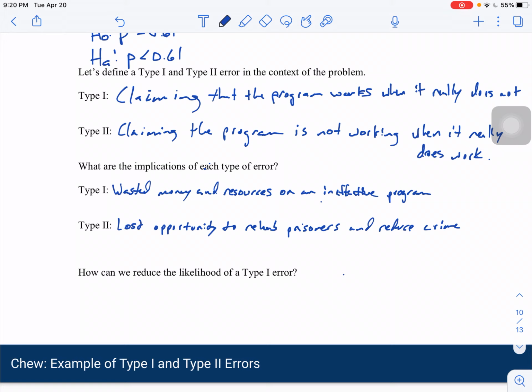But you want to do that evaluation to see what each type of error, what the consequences would be.